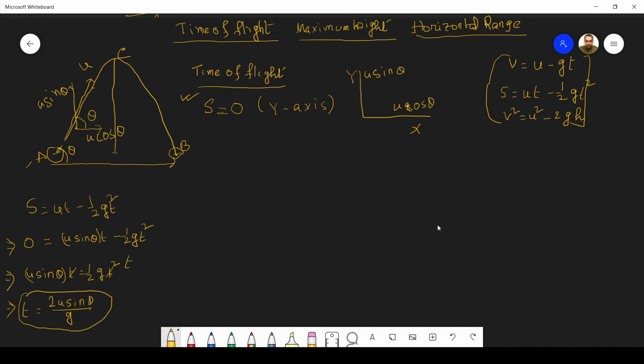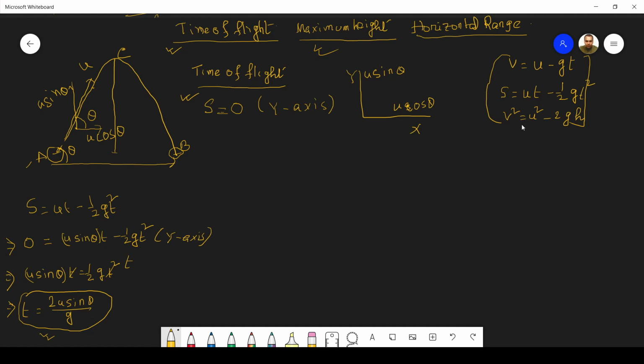Remember that in order to calculate the time of flight, we have to consider the motion of the object along the y-axis. That makes our calculation easy. Along the y-axis, or vertically, the resultant motion of the object is zero. It has zero displacement, so we consider that, and with that consideration we can calculate the time of flight like this. So this expression is done. Time of flight. Now let us calculate maximum height. How much is the height attained by the projectile during the course of its motion?